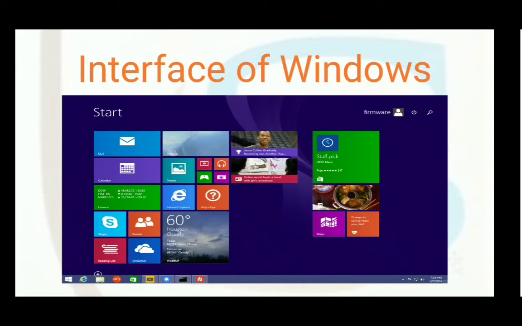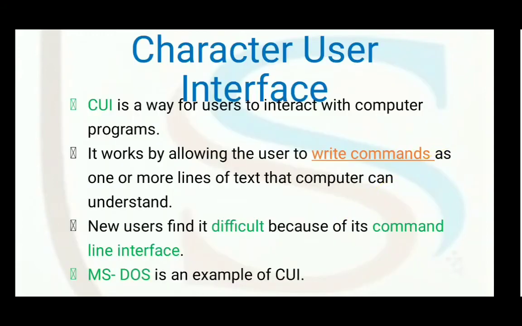Okay everyone, moving forward, we'll be talking about character user interface. This was the interface which was being used earlier. Maximum of the users used to use this interface, but it was really difficult to operate. Let's see. CUI is a way for users to interact with the computer. It works by allowing the user to write commands as one or more lines of text that computer can understand.